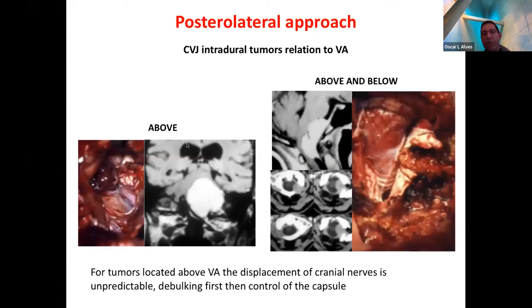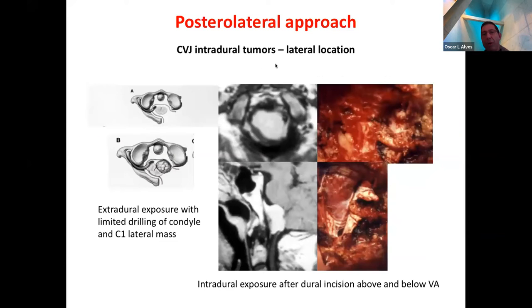If you have the situation where the tumor is above, or above and below, you have to have a different surgical strategy because the displacement of the cranial nerves is unpredictable. So you have to debulk a lot first, and then control the capsule, alternating debulking with working around the capsule. As I said before, if you have a tumor with a more lateral location, you do a little bit more drilling laterally, as is the case here on this tumor.